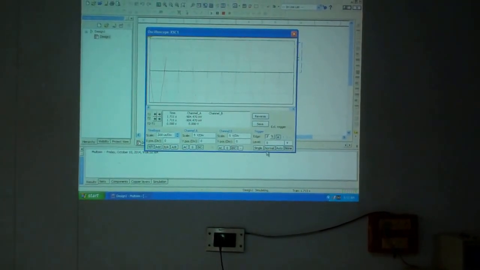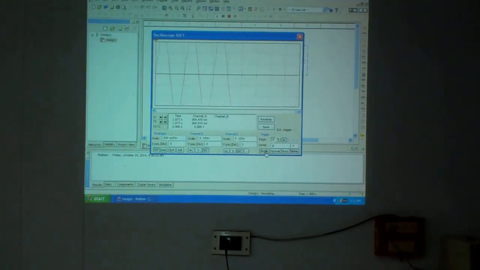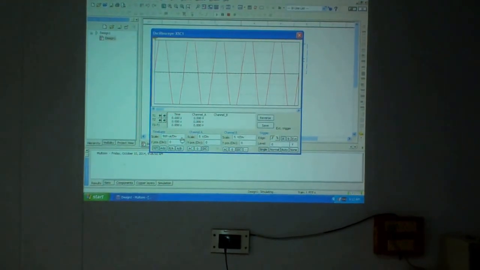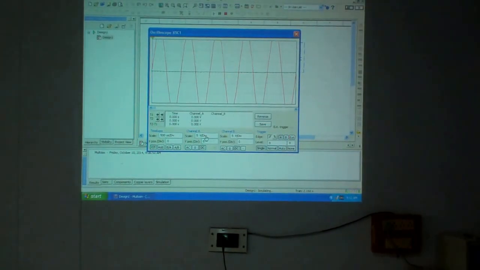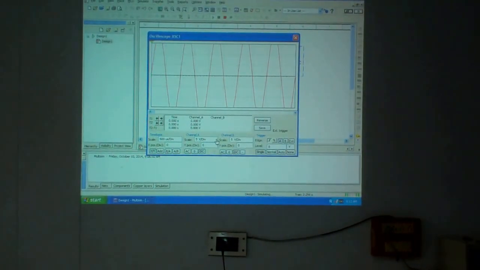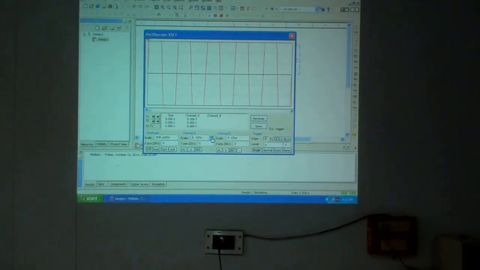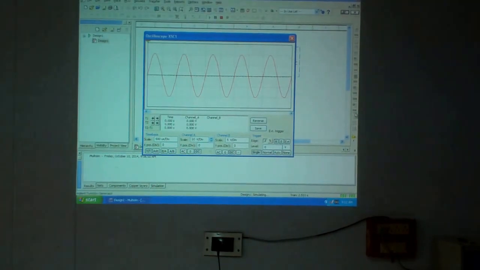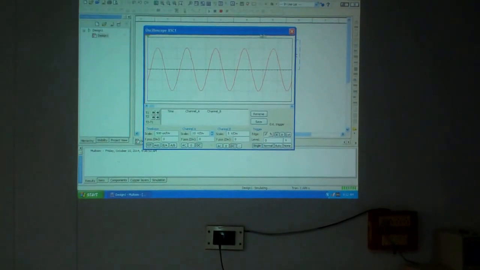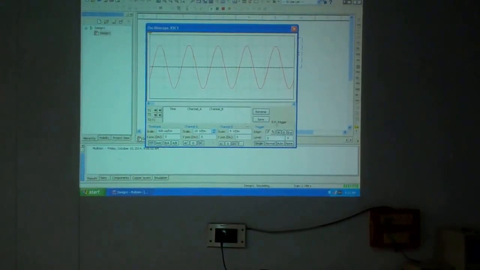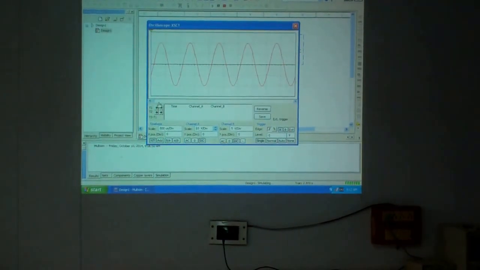There is a trigger. This is the frequency, and this is the amplitude. Amplitude is measured in terms of the voltage. So if you reduce, always you must choose the amplitude in such a way that it fits into this grid, something like a graph paper. It should fit into this. Only then can you make the measurements clearly.